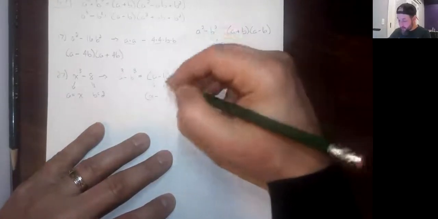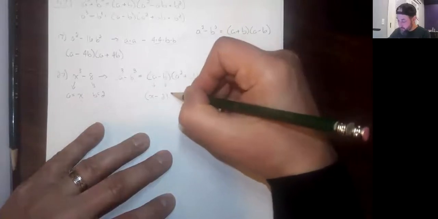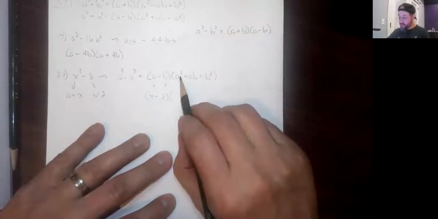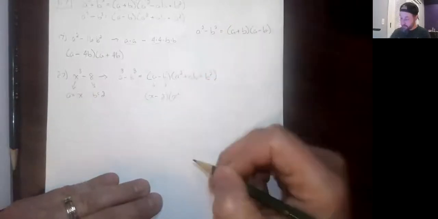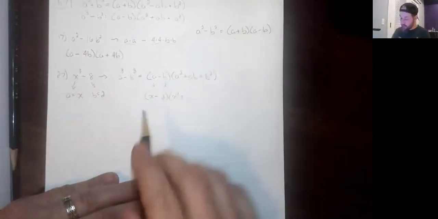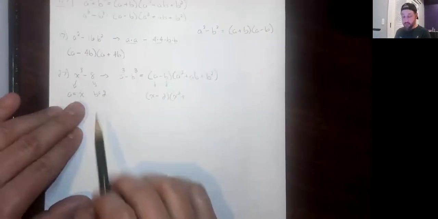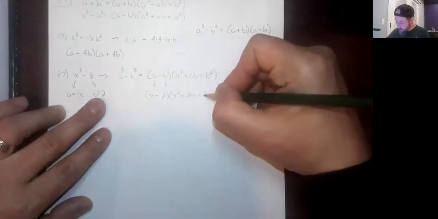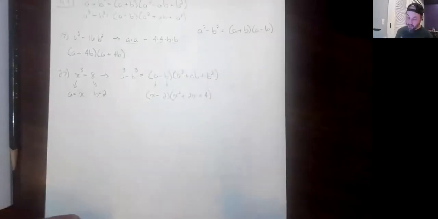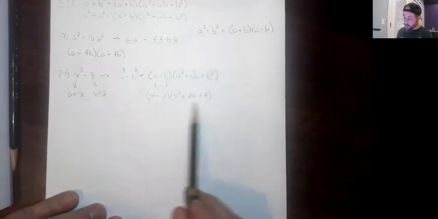So my a is x. My b is 2. Then I have a squared. Well, that was my x squared. And then I have ab. So I take my a and my b and I multiply them. 2x. Then I have b squared. So I take my b and I square it. 4. And I'm done. That's all I have to do.